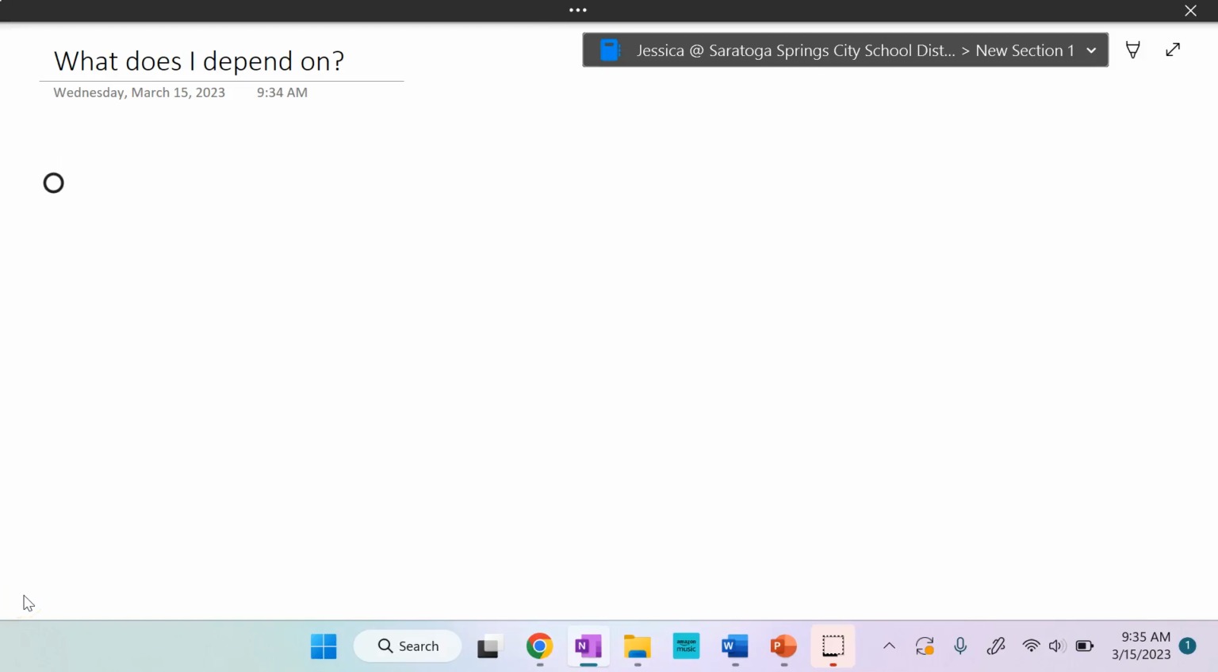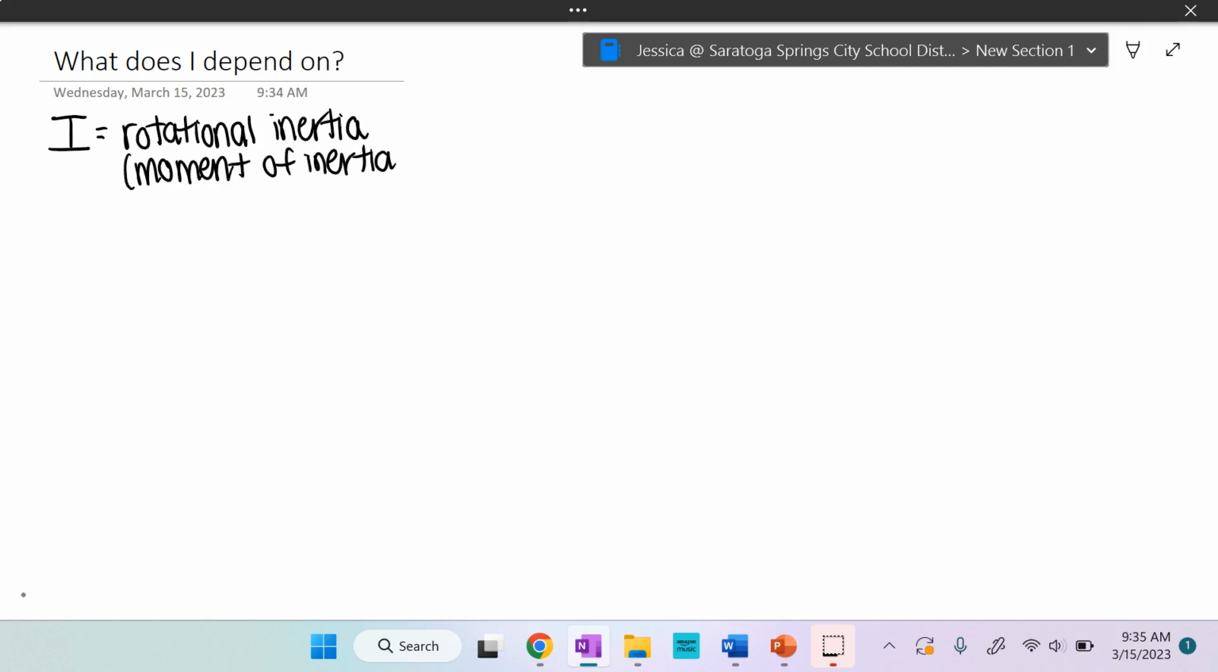So this video is going to be, what does I depend on? And when I say I, I mean I as in rotational inertia. And for some reason, this is sometimes called moment of inertia too. But this is that missing piece, the other thing that impacts the angular acceleration of an object other than torque.